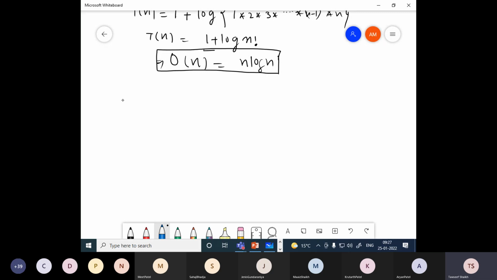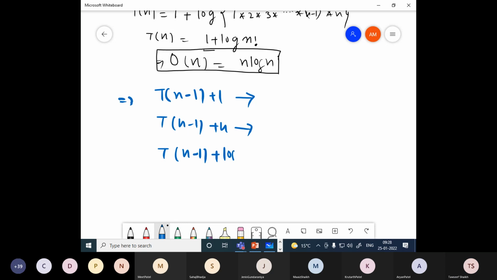From yesterday's lecture till today's lecture, we have seen that when the recurrence is of the form T of n minus 1 plus 1, when it is of the form T of n minus 1 plus n, and when it is of the form T of n minus 1 plus log n, which we studied just now, the solution for these types of recurrences is big O of n, for this type it is n square, and for this type it is big O n log n.